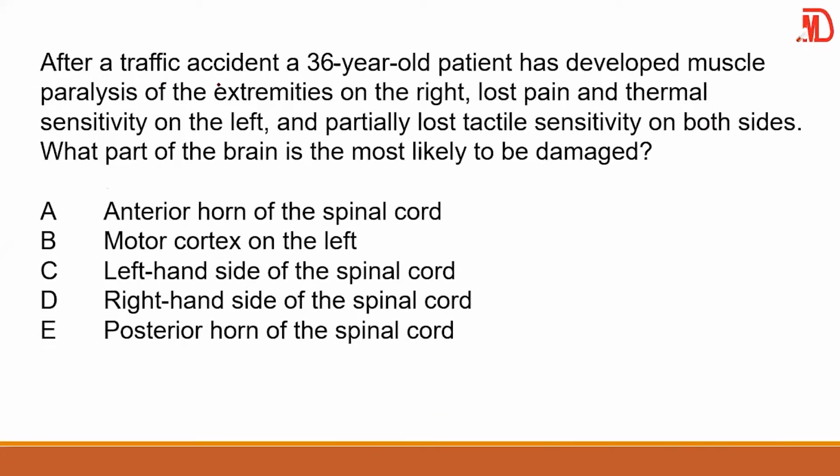After a traffic accident, a 36-year-old patient has developed muscle paralysis of the extremities on the right, lost pain and thermal sensitivity on the left, partial loss of tactile sensitivity on both sides. What part of the brain is the most likely to be damaged?